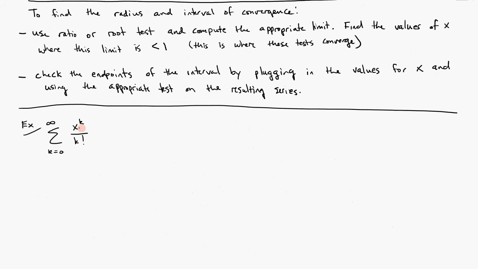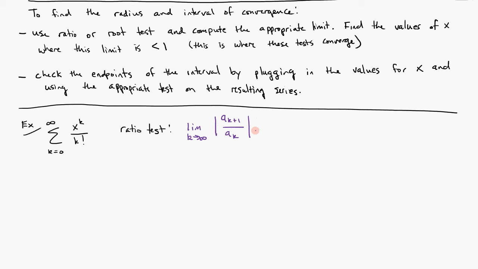Okay, so as a first example, let's take a look at the power series sum k equals 0 to infinity of x to the k over k factorial. Because the series contains k factorial, we choose the ratio test instead of the root test. So the ratio test is to compute the following limit, the limit as k goes to infinity of a_{k+1} over a_k. So we'll take the absolute value to check for absolute convergence, which will make things a little bit easier.